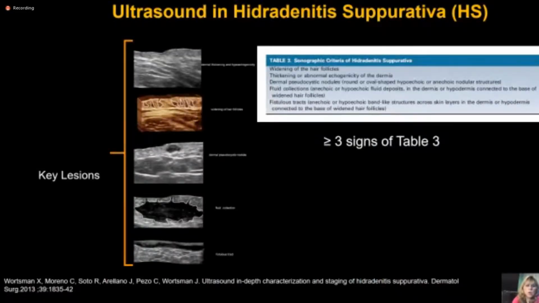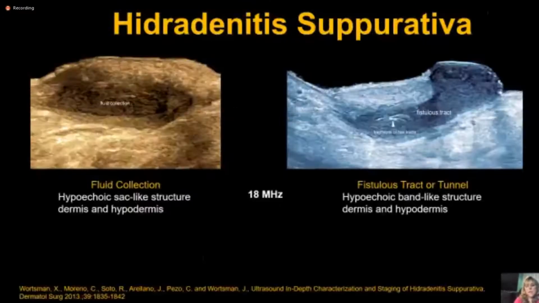Also in the same article, we described the key lesions that compose the ultrasound criteria for diagnosing hidradenitis suppurativa. These criteria are confirmed by the widening of the hair follicles and the presence of pseudocystic hypoechoic structures, fluid collections, and fistulous tracts that are connected to the dilated base of the hair follicles. Of course, there are also some inflammatory signs in the dermis, such as hypoechogenicity and thickening.